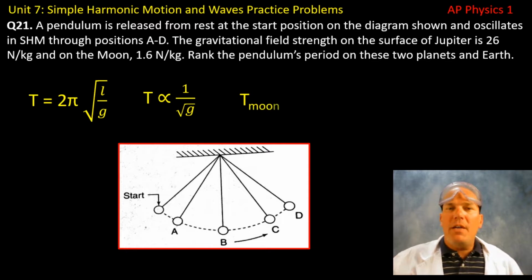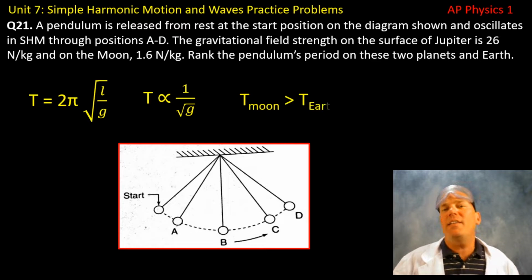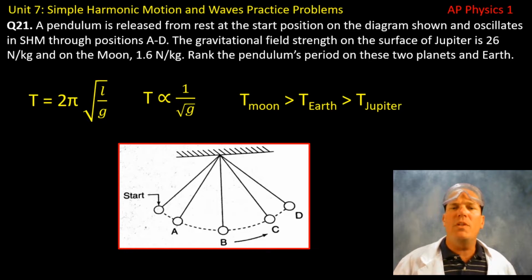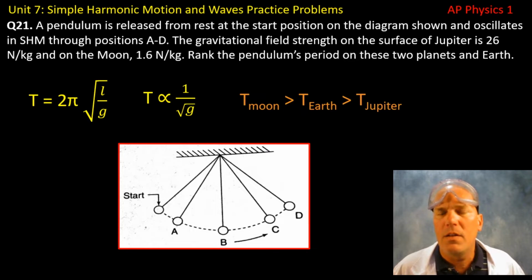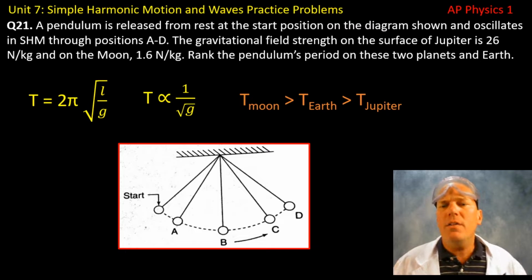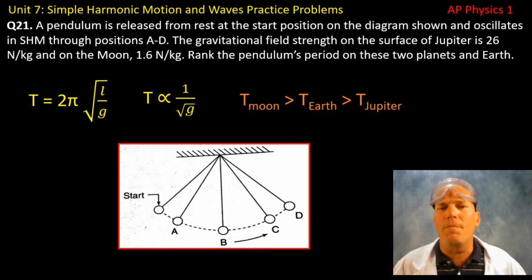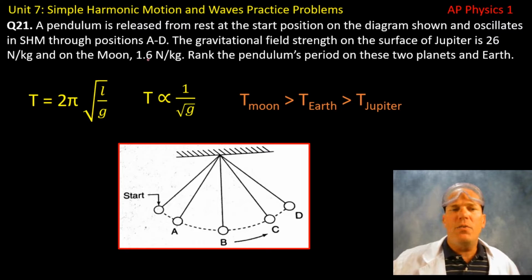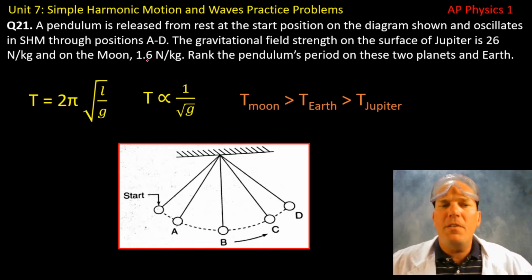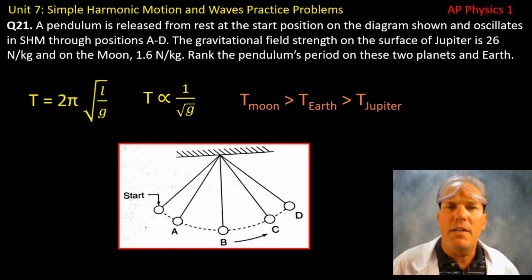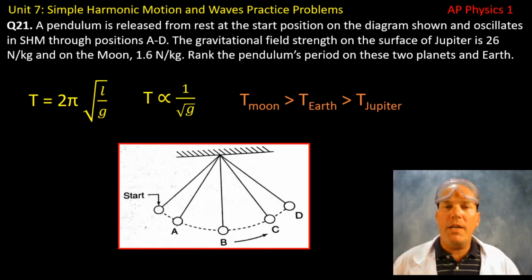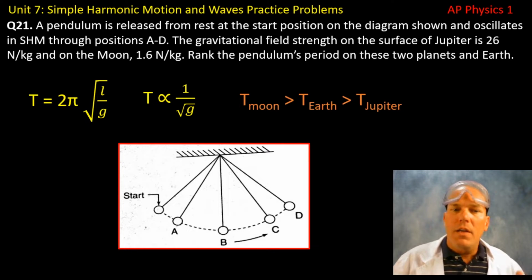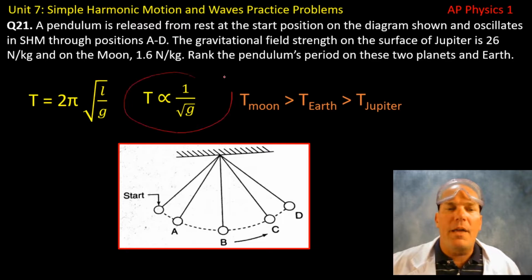This should make our ranking task easy, saying that the period, the amount of time to complete a cycle, on the moon is greater than that on the Earth, which is greater than that on planet Jupiter. And you can see this directly relating to the fact that the gravitational field strength, who has the least? Which planet? The moon. Which one has the greatest? Jupiter. In between, that'd be planet Earth. And we see that right here mathematically.